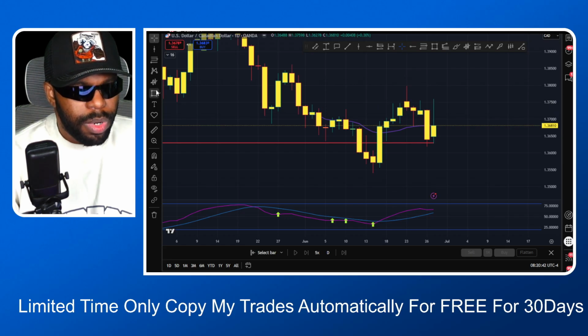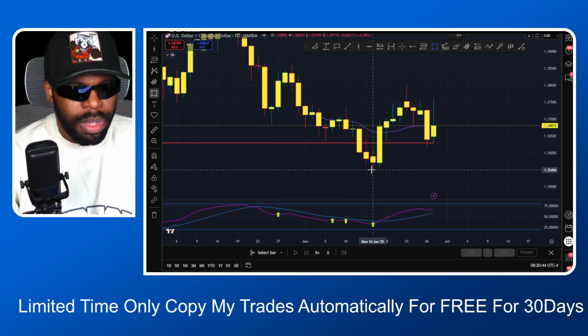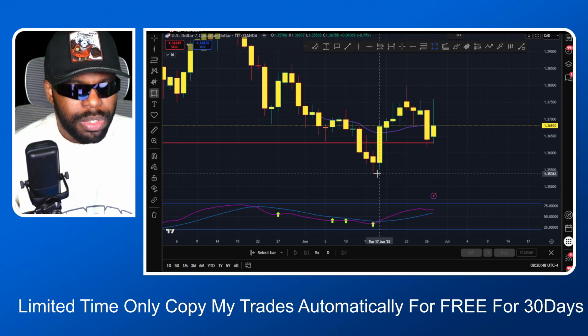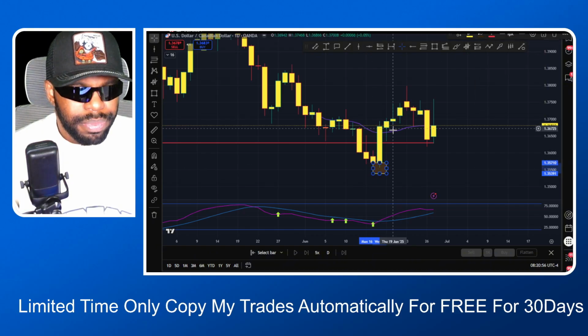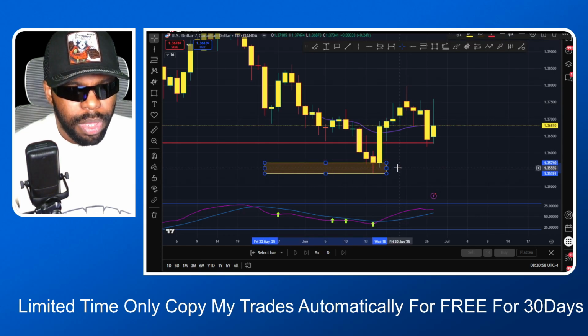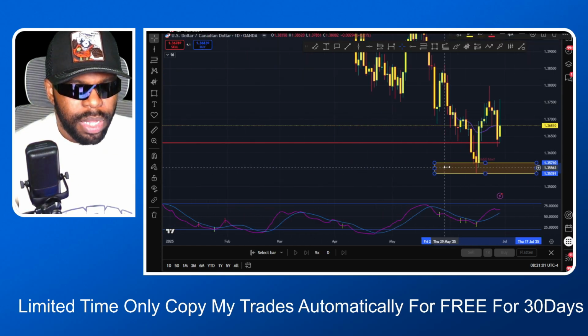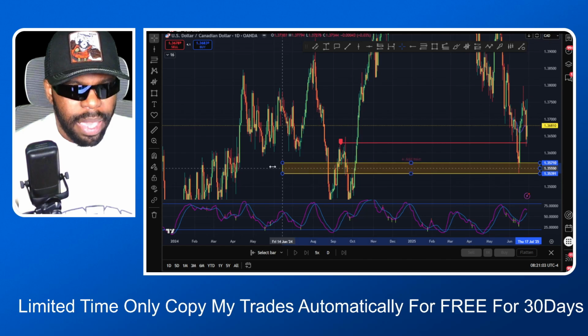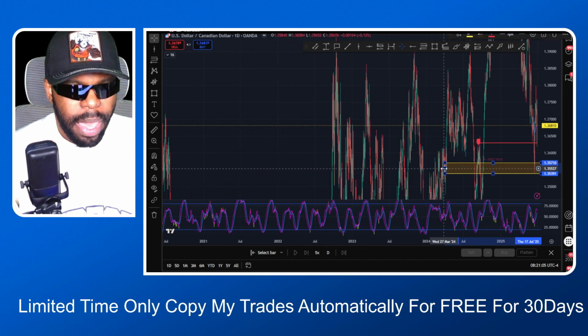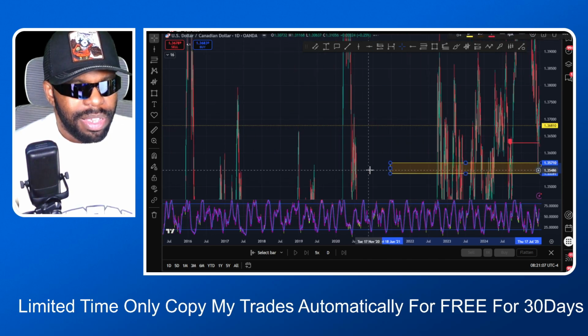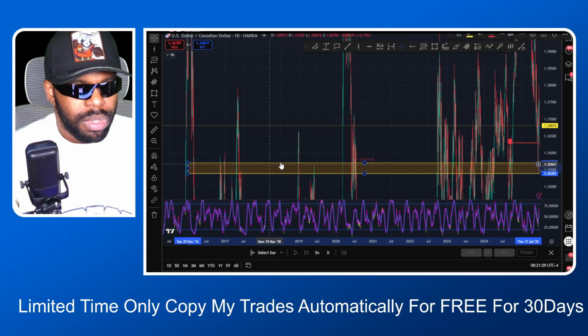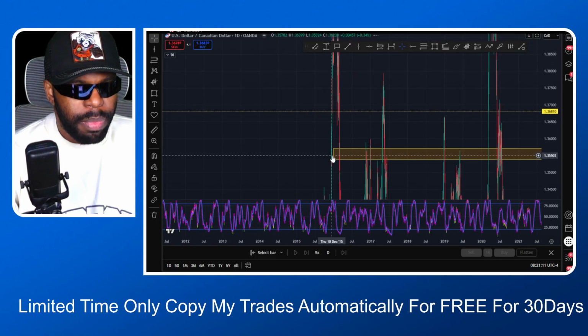So what I like to do is draw my zones. In this case, this is going to be the lowest point. I'm going to draw my zone from the wick to the body, and this is going to be my previous weekly low. Then I also like to draw my zone back in the past, to see if this zone is being respected.